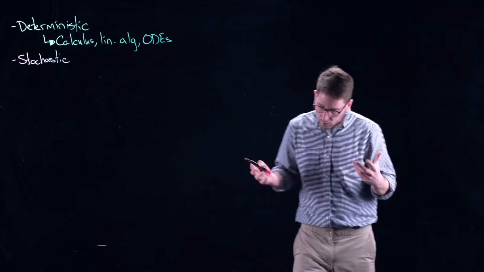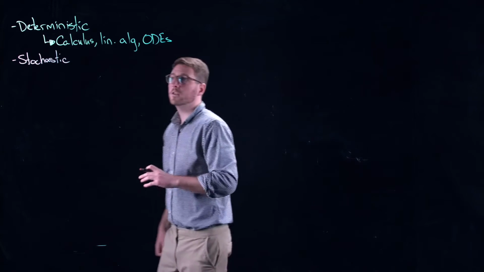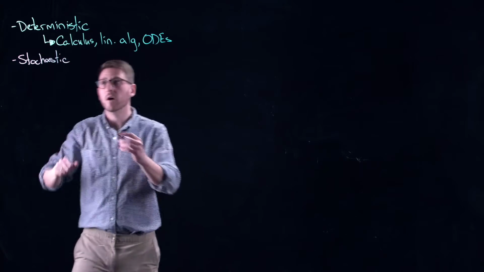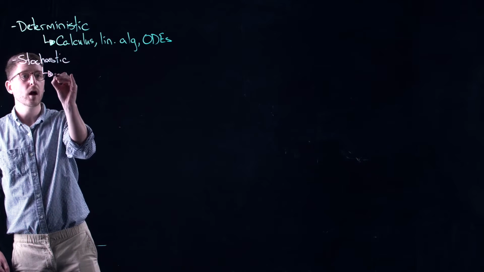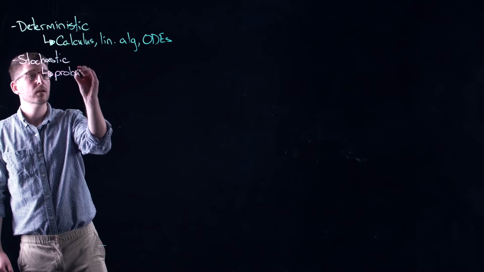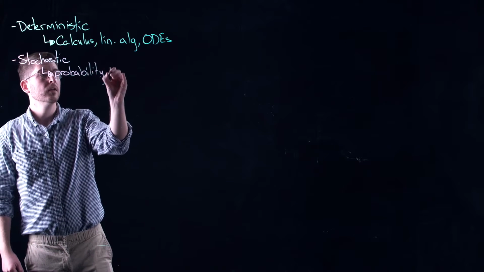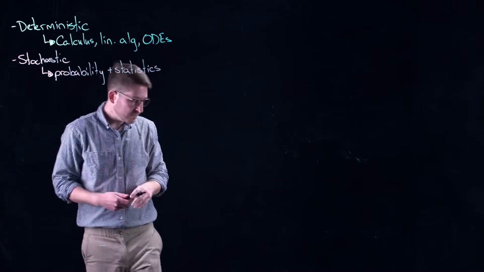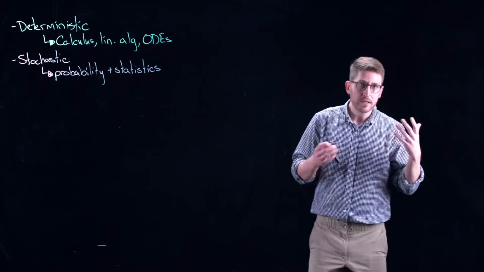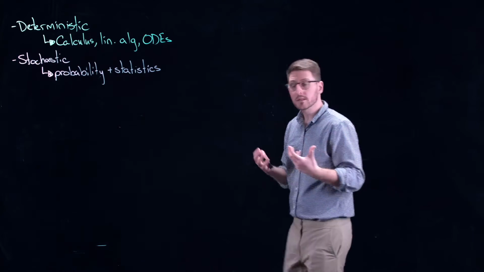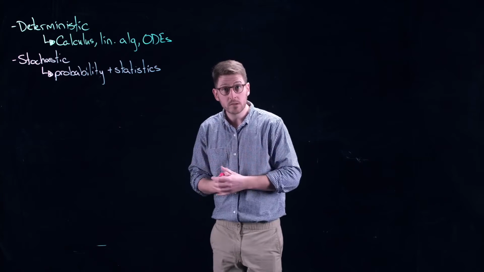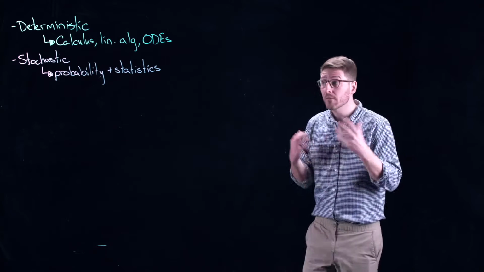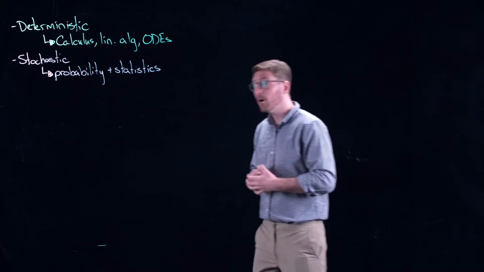Now, of course, if deterministic models use a lot of calculus and linear algebra and ordinary differential equations, stochastic models, they use a lot of probability and statistics, right? So that randomness causes us to have to be a little bit imprecise in how we talk about things. We say, this is what should happen, this is what is expected to happen, but of course the randomness means that some very outlandish things are possible, right?